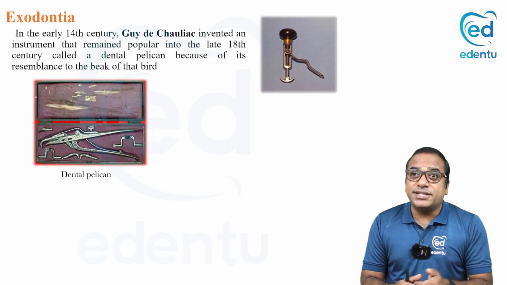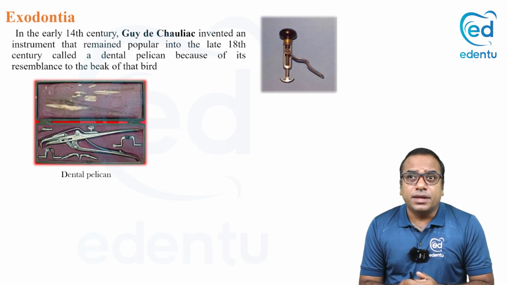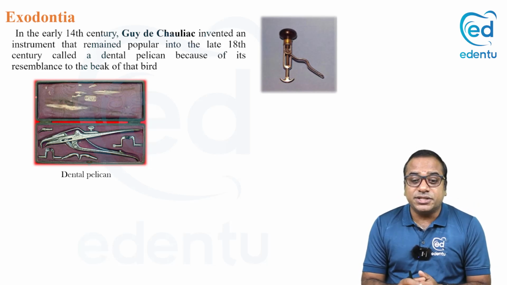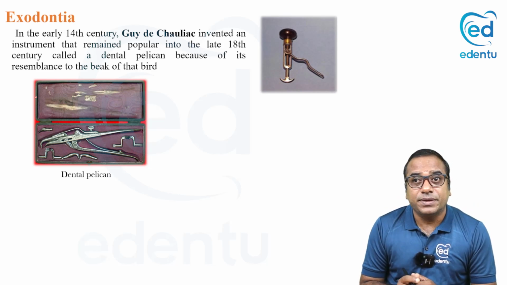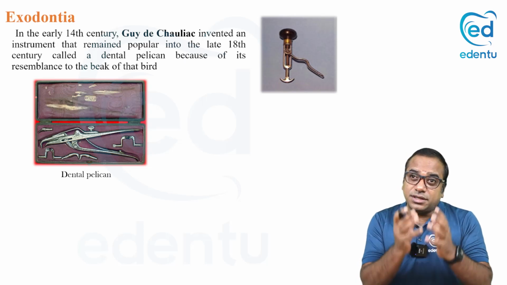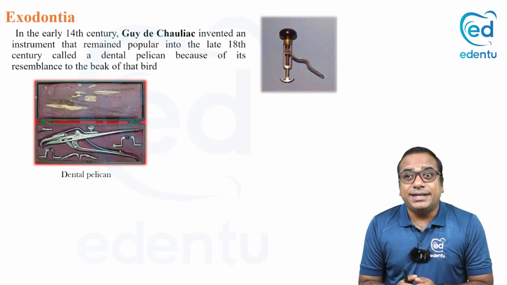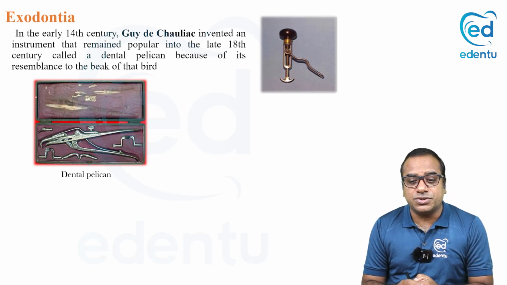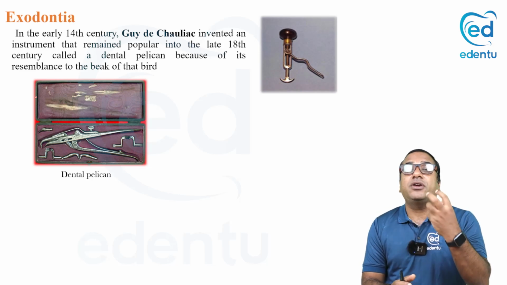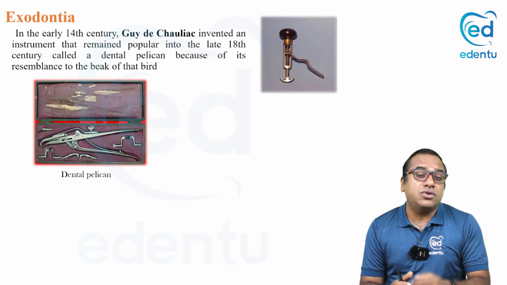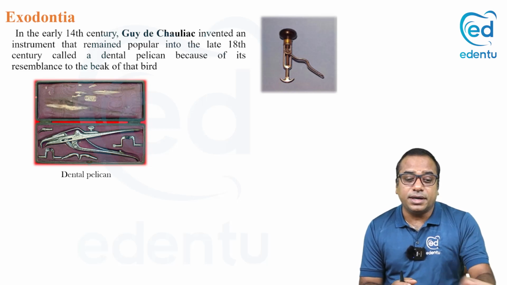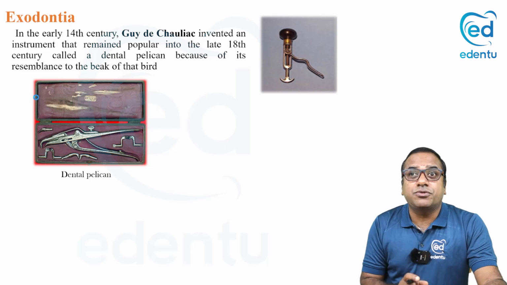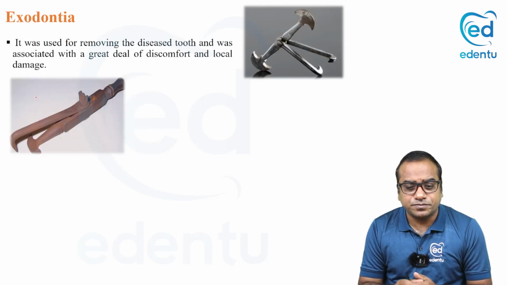In the early 14th century, a physician named Guy de Chauliac invented an instrument called the dental pelican. This was the first documented instrument, and it was very popular till the 18th century also. It resembles the beak of a bird. You can see the photograph also. It looks like the beak of a bird. So the dental pelican was one of the first instruments which came into practice.